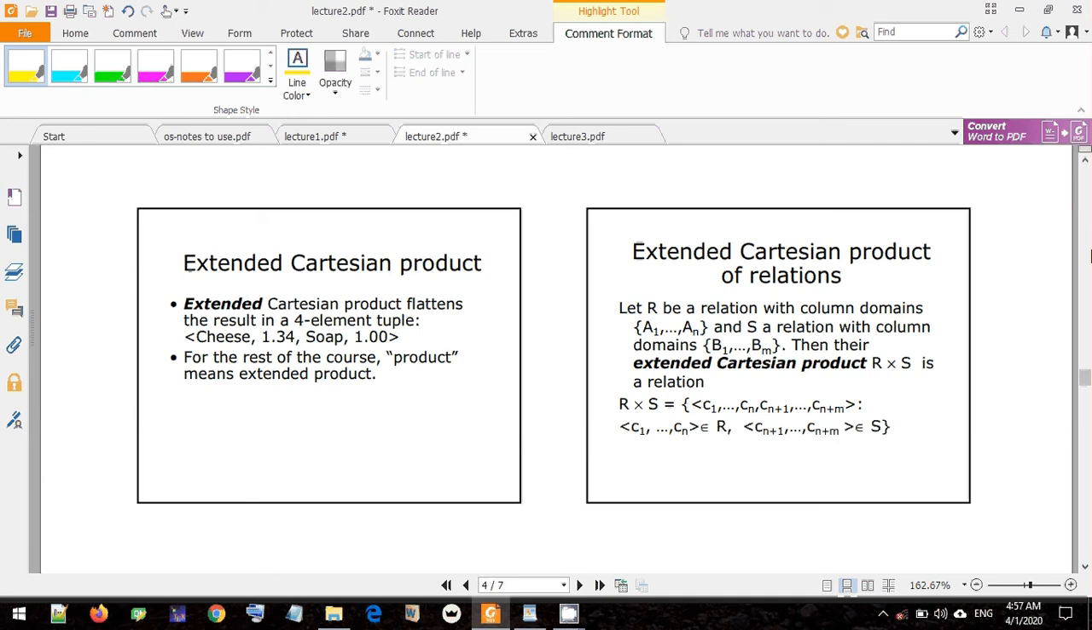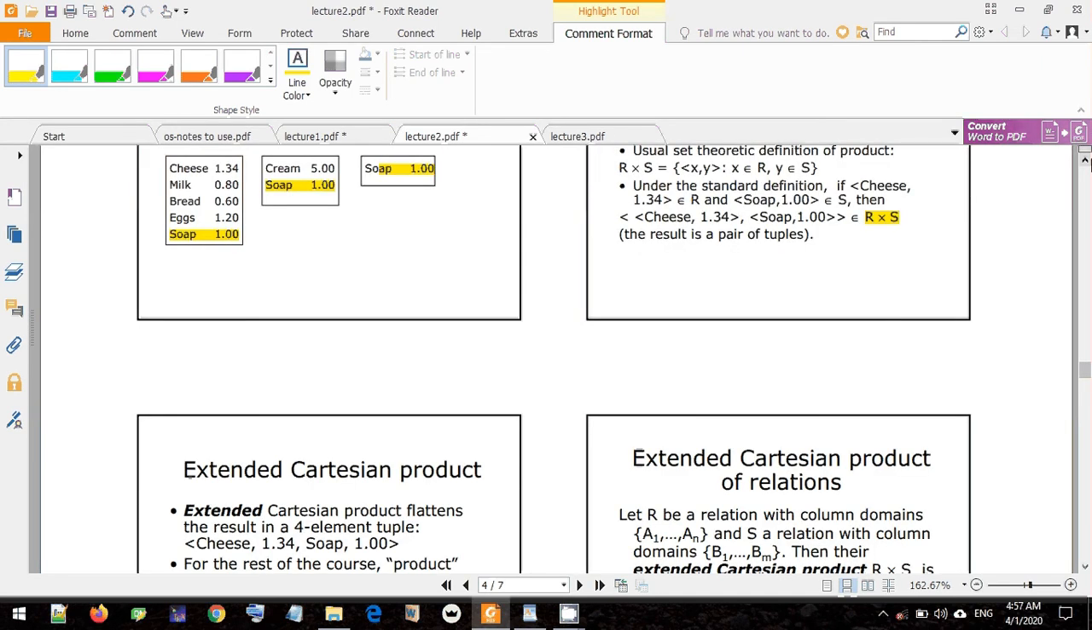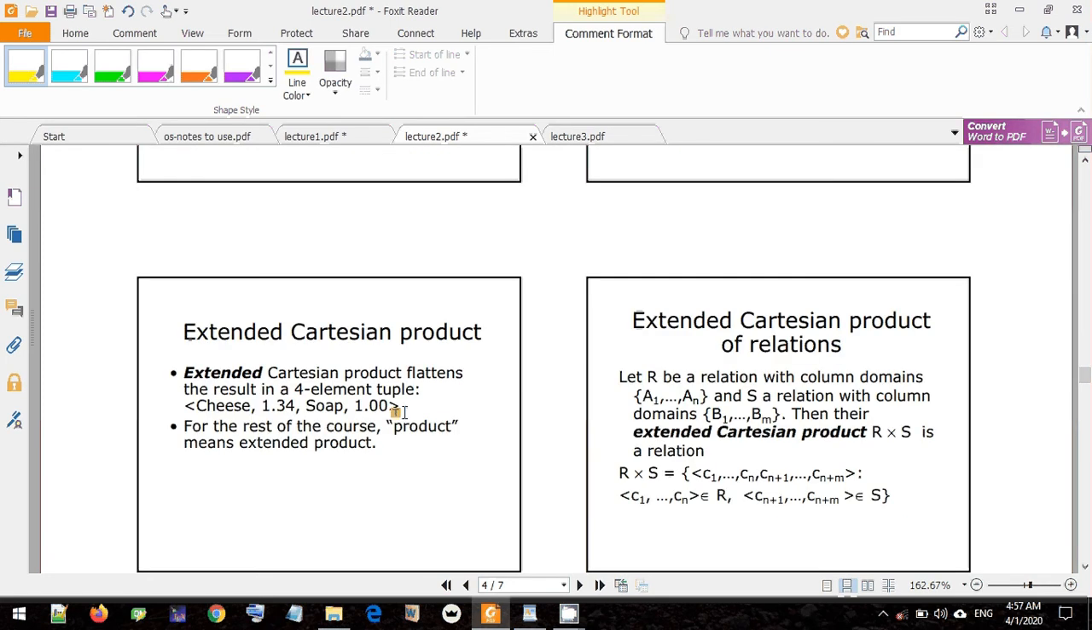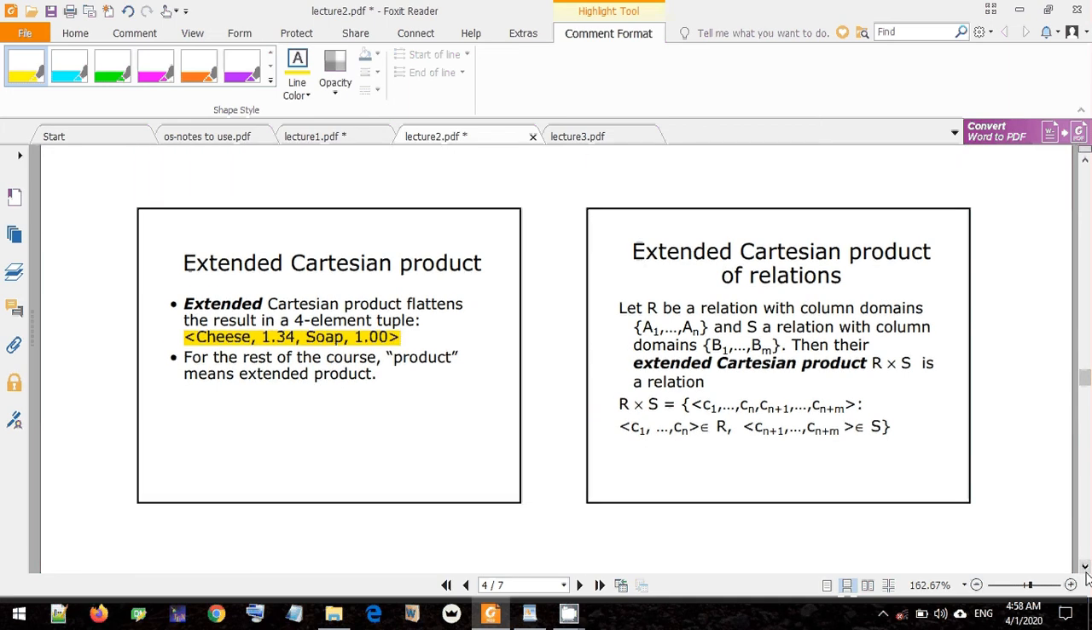Extended Cartesian product. Just look at this example above. We have two pairs separated by a comma, but in an extended Cartesian product we are going to have just a single pair, right? It means that we'll combine the two pairs to form a single pair. The elements cheese 1.34 and soap 1.0 that were separated, we take them out and they form just a single pair. We call that the extended Cartesian product. Henceforth we are going to be dealing just with the extended Cartesian product, so keep that in your mind.